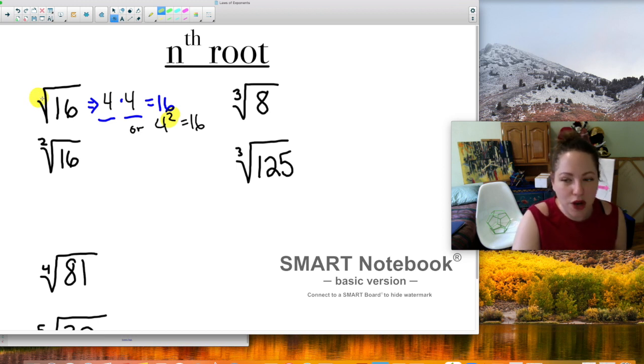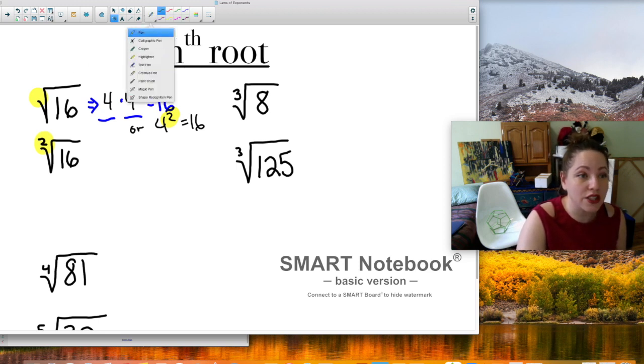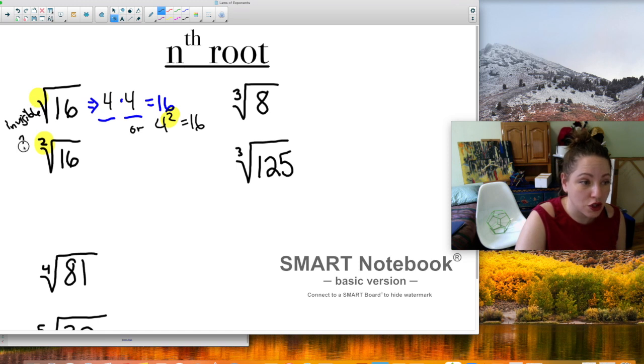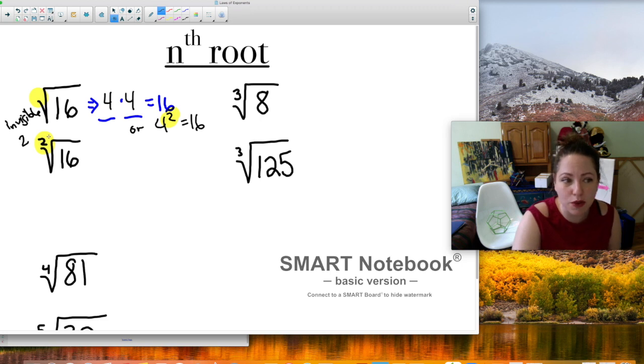But wait, there's no number there. There's an invisible 2. So this is really important. If you don't see a number there, there's an invisible 2. Okay, so if there's no number, you draw a 2 in. Just like if there's no number on an exponent, there's a 1 right there. We know that.